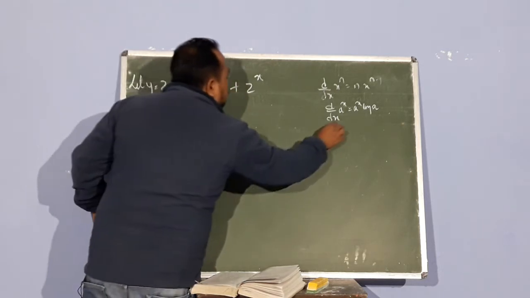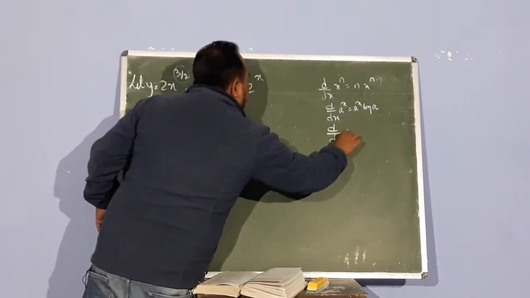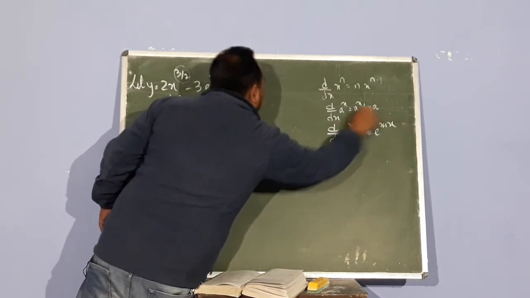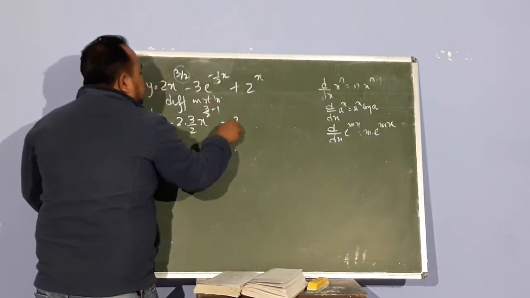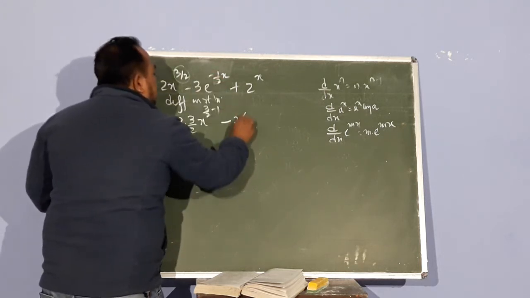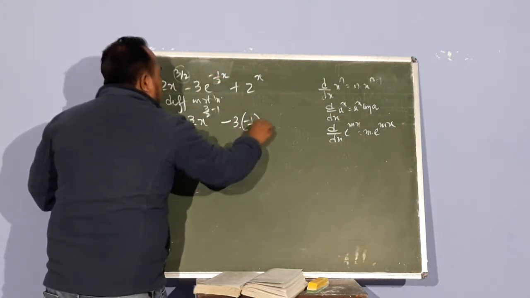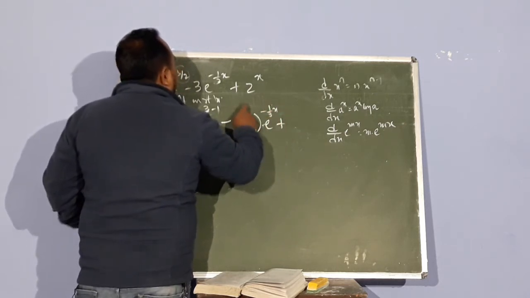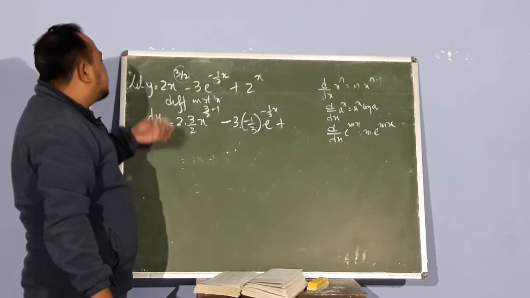So formula number 2 says d by dx of e to the power mx equals m dot e to the power mx. That means, see, 1 by 3 is a constant, it comes out. So this is e to the power mx, and this m comes in front. So you get 1 by 3 dot e to the power mx is 1 by 3x plus 2 to the power x.